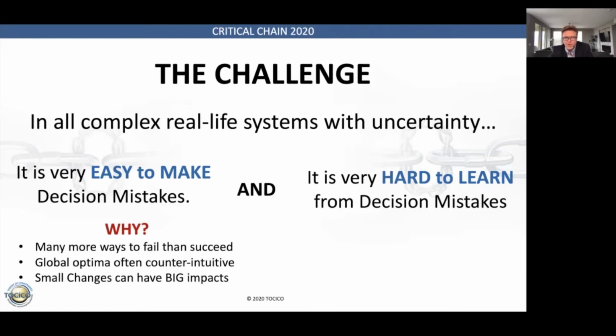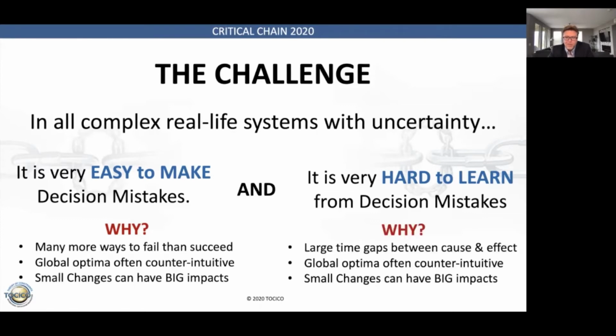Why is it so hard to learn from our decision mistakes? Well, firstly, in real life environments, there are typically large time and often space gaps between causes and effects. We are programmed and have the biology to learn very quickly from mistakes. Touching a hot stove plate, we can learn hopefully after the first such event, because it's easy to learn because of that short gap between the cause and the effect.